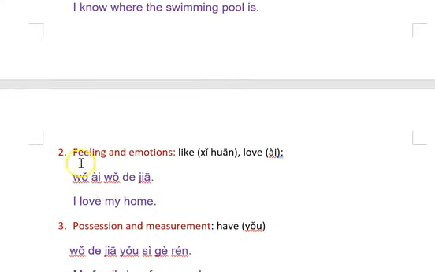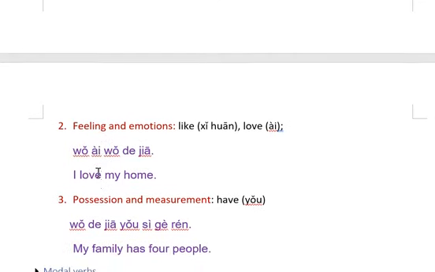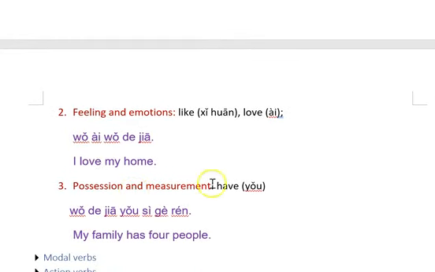Next, feelings and emotions. So for example, likes, loves. These are stative verbs. 我爱我的家. 爱 means love and is the verb of the sentence. The last example, positions and measurements, like have. 我的家有4个人. 有 means have. Because your family will have 4 people in that constant, unchangeable state for a while, we say that it's a stative verb.